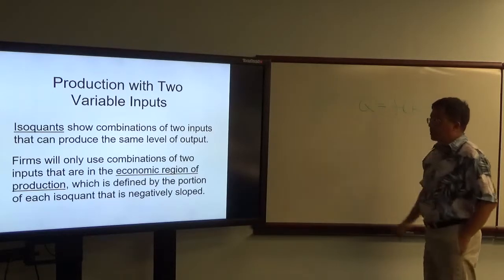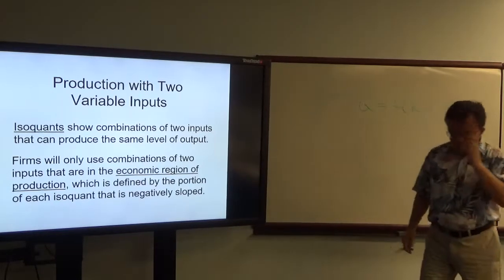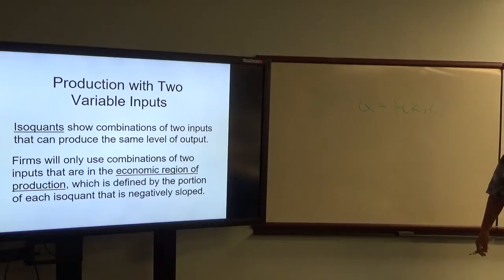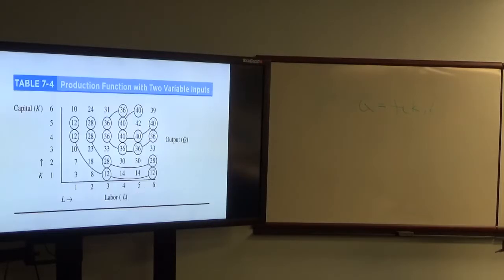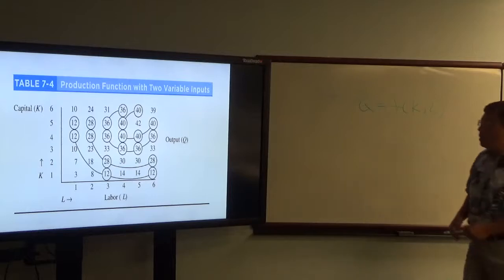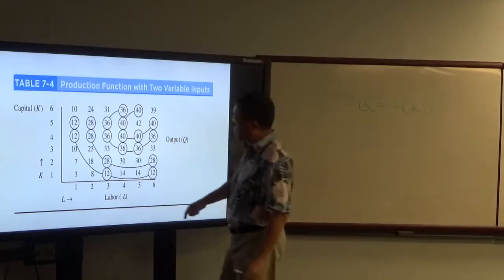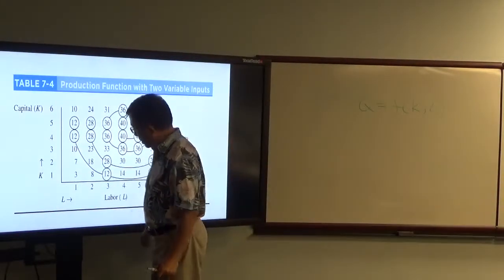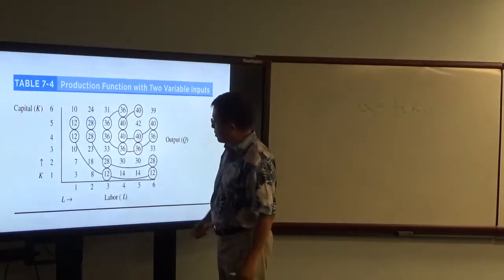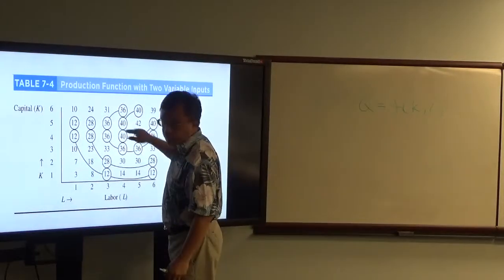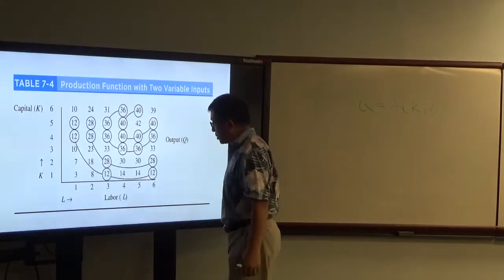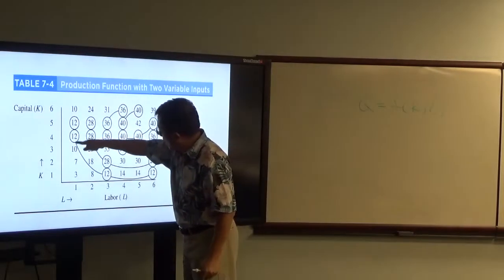Capital and labor. So the isoquant shows the combination of two inputs that can produce the same level of output. Remember, you can change the capital, you can change the labor, and we have different outputs.